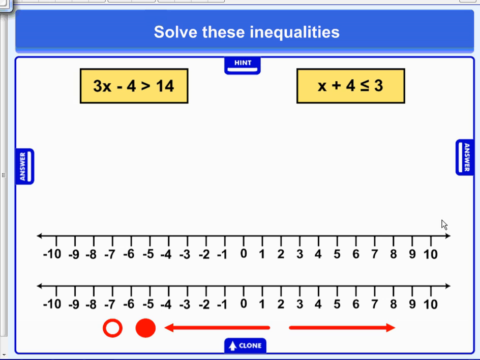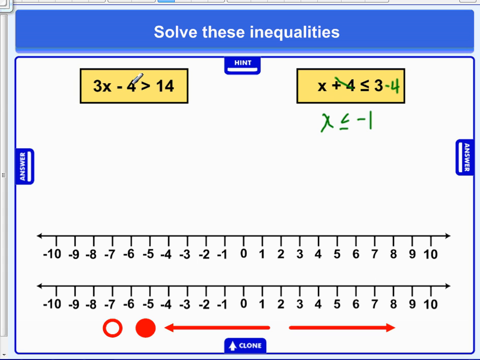So for example, we have been working with problems that look like this, where it's x plus 4 is less than or equal to 3, which if we were to subtract 4 from both sides, we would know it would then be x is less than or equal to negative 1, because 3 minus 4 is negative 1. All right.